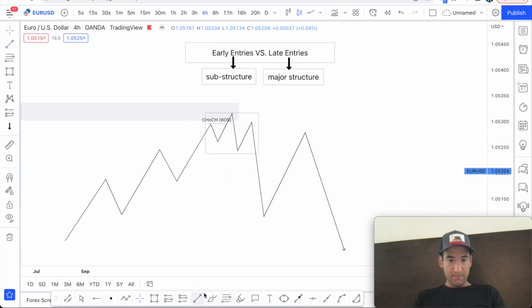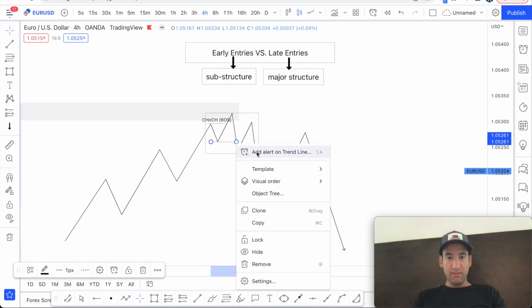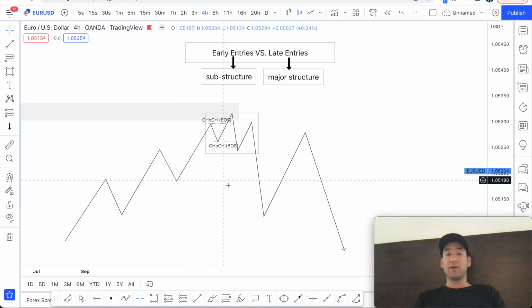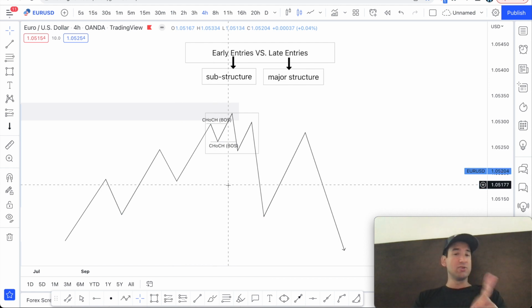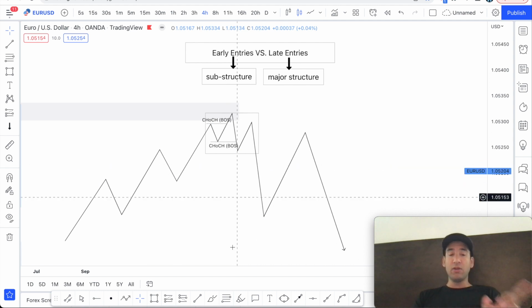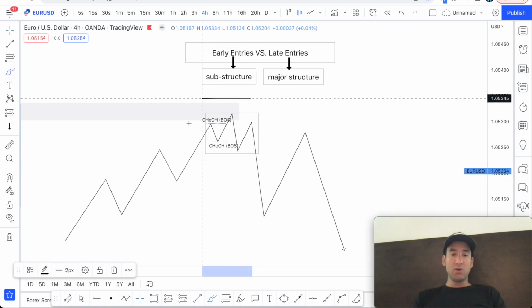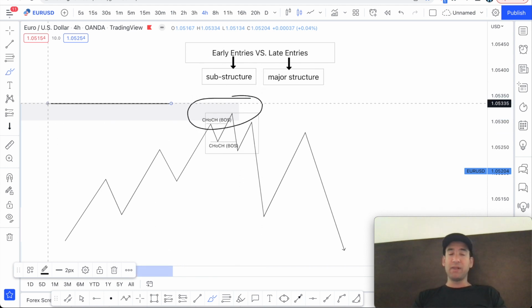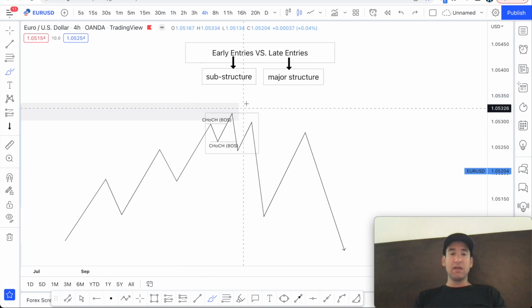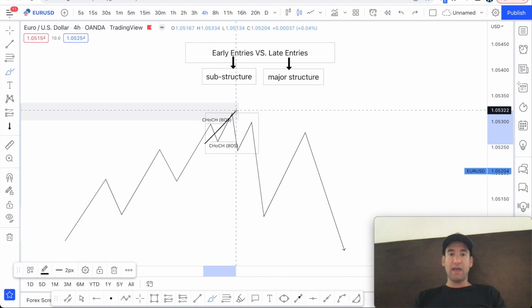So let's do that. In the markets, you can always take advantage of early entries, but I'll also tell you why early entries can be considered bad. They can be considered bad only because if you don't know that this is your major supply zone, then this may be something where price is just tapping this area of supply, but it's not your major supply zone.